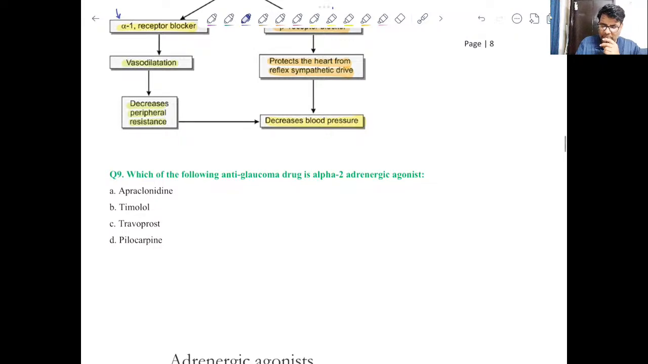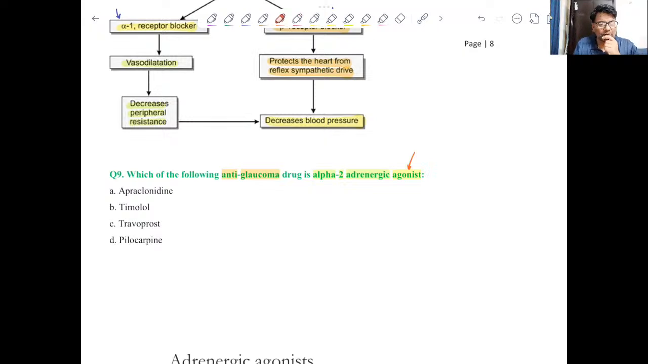Chalo, next question. Which is an anti-glaucoma drug? Means we are giving it for glaucoma, and it is an alpha 2 adrenergic agonist. Yes, Siva, it is used in pregnancy. Yes, very good. Okay, so we can use alpha methyldopa, we can use labetalol in pregnancy for hypertension. Yes, right. So which of the following anti-glaucoma drugs is an alpha 2 adrenergic agonist?